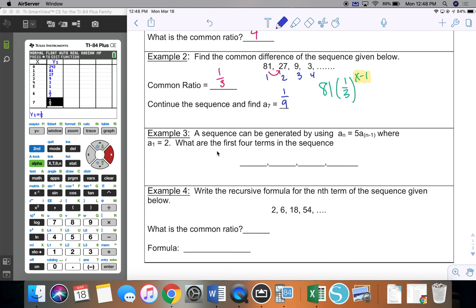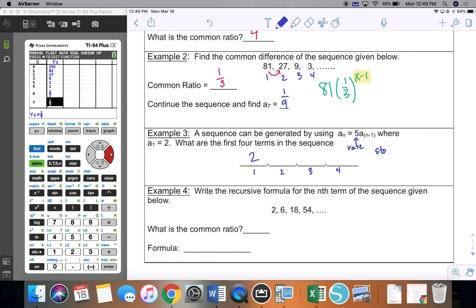So for example 3, a sequence can be generated by using a_n = 5a_(n-1), where a_1 is 2. What are the first 4 terms in this sequence? So a_1 is 2, and they want terms 1, 2, 3, and 4. What you can get from this equation is your rate. It's written in a different way, but all you really need is that number in front for the rate.